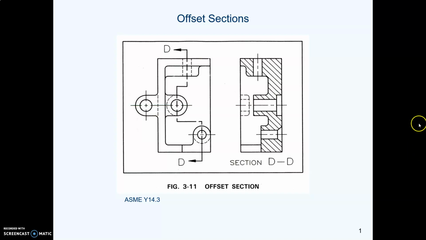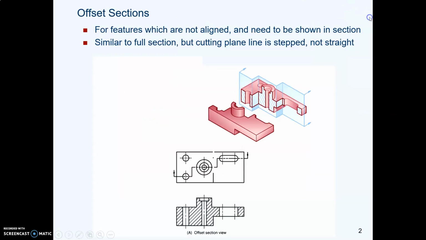Now we're going to look at a new kind of section called an offset section, and you can see from looking at this cutting plane line from ASME why it's called offset. This is a strategy you can use if you have some features that are not sitting in a line, but you really want to make a section through all of them.